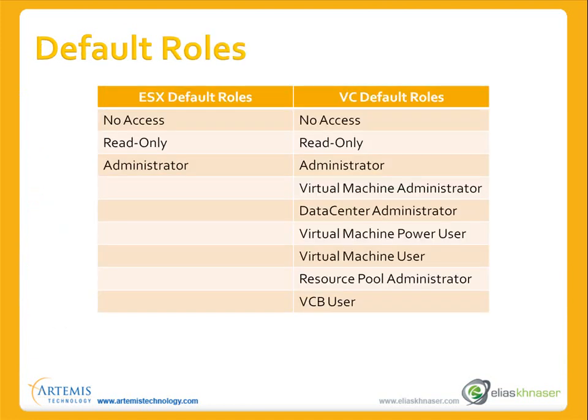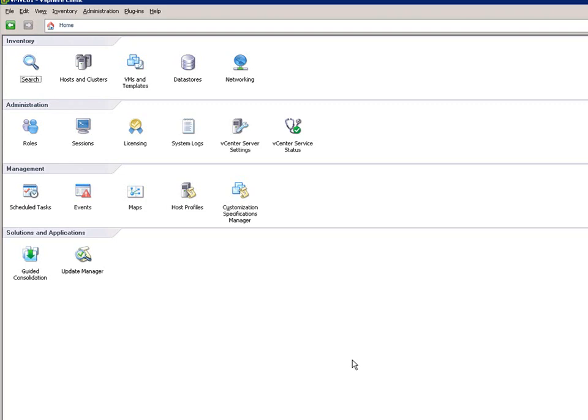Now in the next slide here, we're going to take a look at some of the default roles. You'll notice on the left I have the ESX specific default roles, and it only has 3 of them: basically no access, read-only, and administrator. And then on the right you have the default roles for Virtual Center, and they're also listed. So we're in Virtual Center. Let's take a look at how we can create new roles.